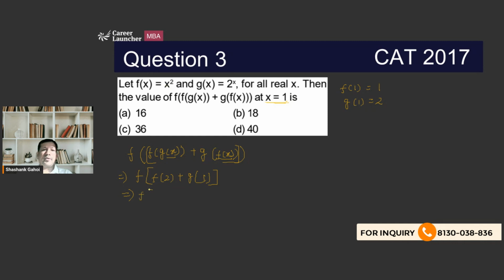So what is the value of f2? F2 is 2 square, that is 4. What is g1? That is equal to 2 power 1. So I would say that is 2. So my final value comes out to be f of 6.